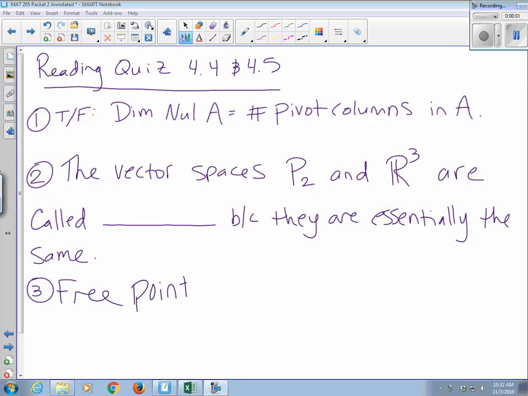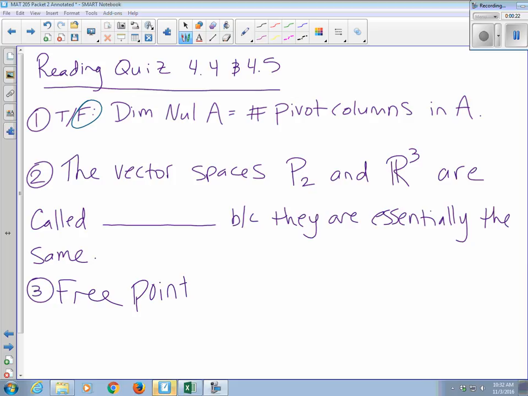False? The dimension of the null space of a matrix is the number of pivot columns in that matrix. False. The dimension of the null space, how do you find that? Number of free variables, yeah. So that's false. The vector spaces P2 and R3 are called what?